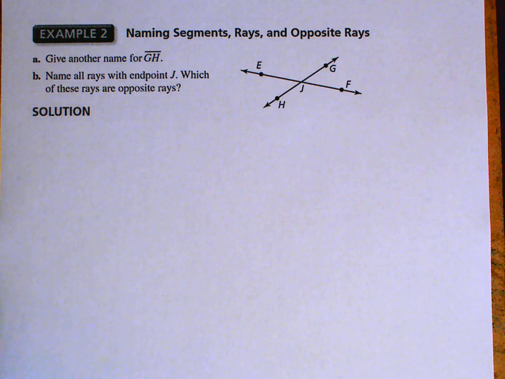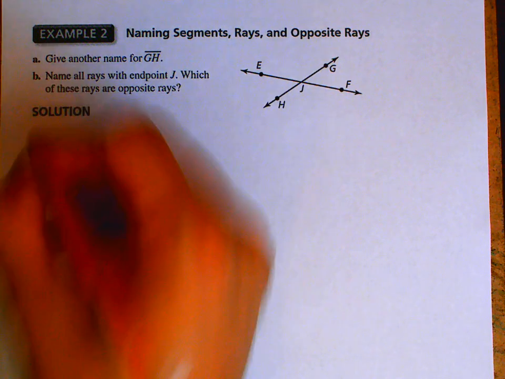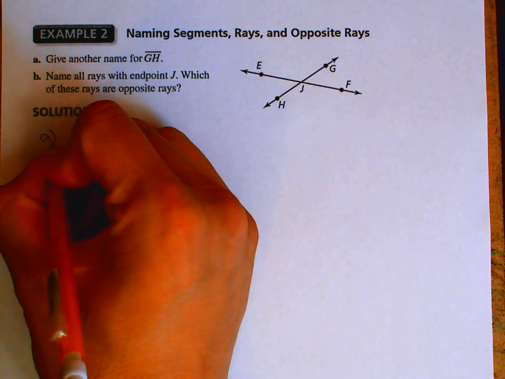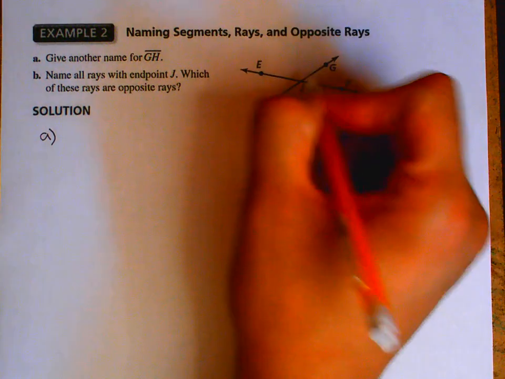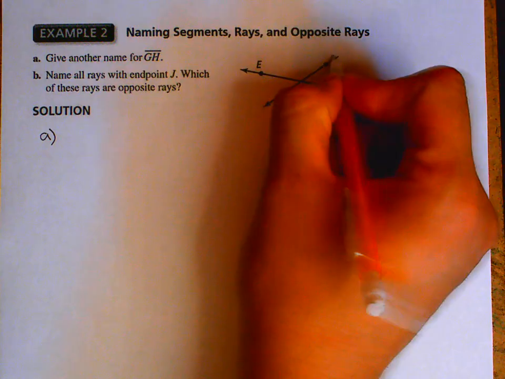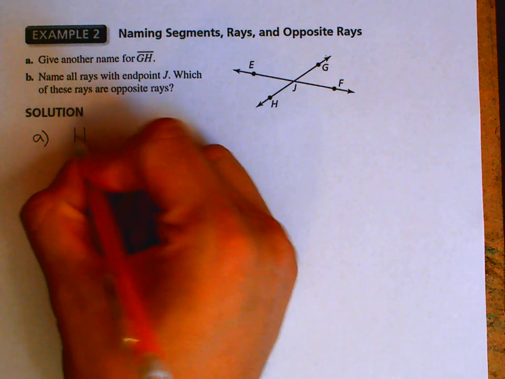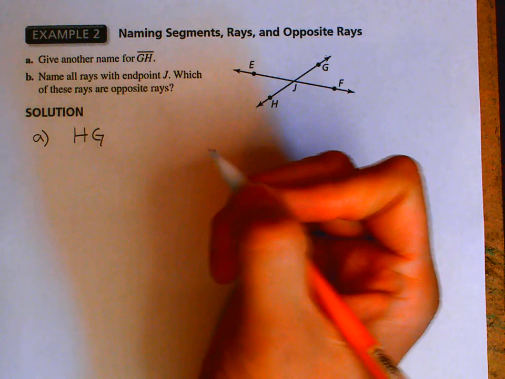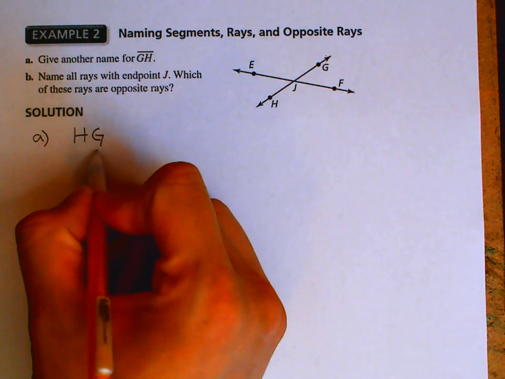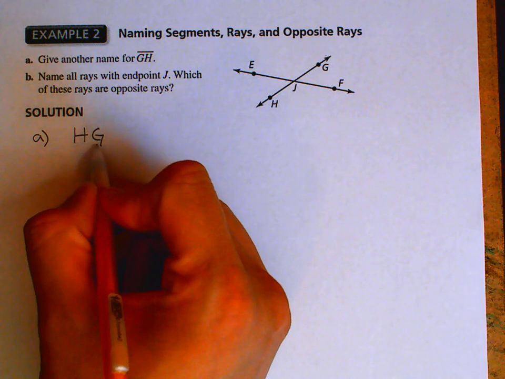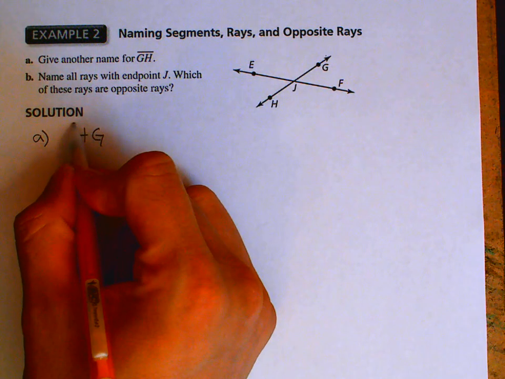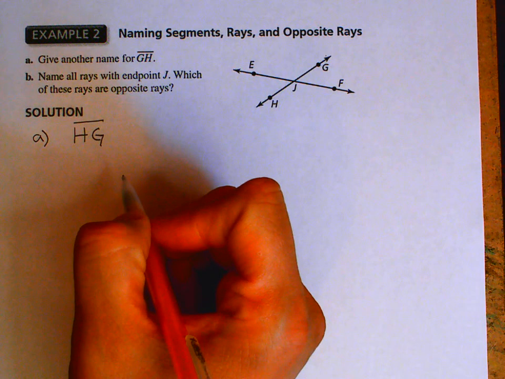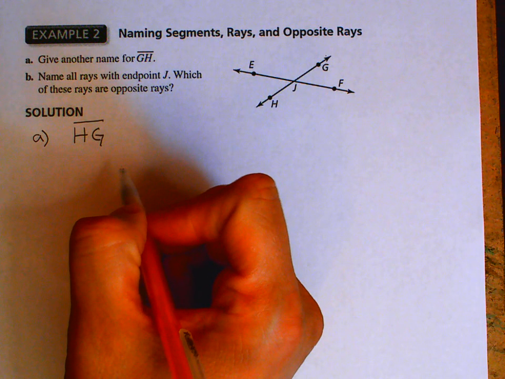Naming segments and opposite rays. Okay, so give another name for segment GH. Remember, you can reverse the order of the letters. So GH, reverse the order, HG. Now, am I done? No, because if I just leave it like that, I'm talking about the distance of that segment. So you have to put a line above it because we're calling it a segment. We're not talking about its length. That's coming later on.